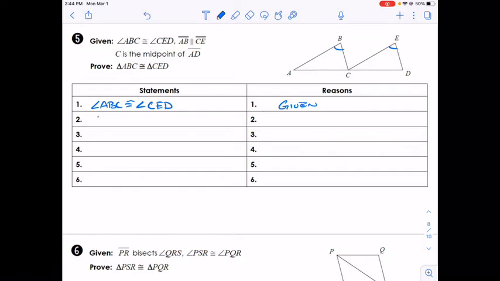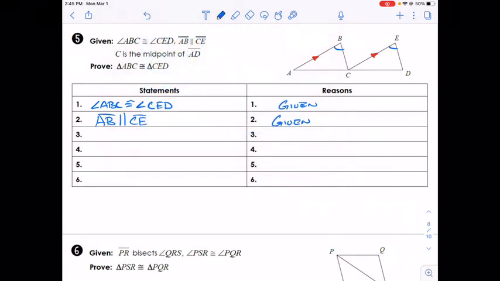Next, it tells us that AB is parallel to CE. Okay, also given. So let's put that up here. They're parallel, so AB parallel to CE. So we're going to put a little arrow to show that these are parallel. Okay. Now we go back to our next statement here.